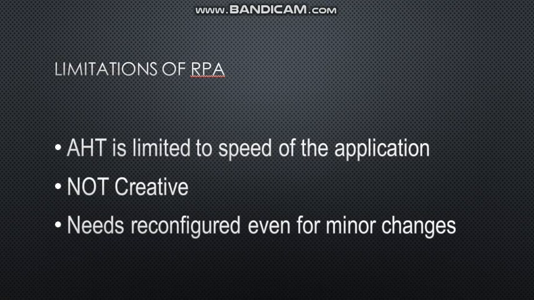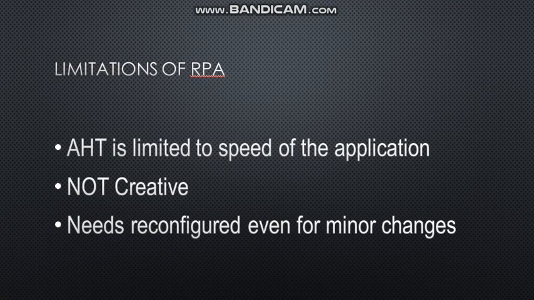Just like we have advantages with RPA solutions, we do have limitations as well. To start off with, the AHT, or the average handling time, of the application is limited to the speed of the application. Let's say your internet bandwidth is very low. If you try to download multiple files, it is going to take as much time as it would normally take. Just because a robot is downloading it for you, it is not going to speed up the process.